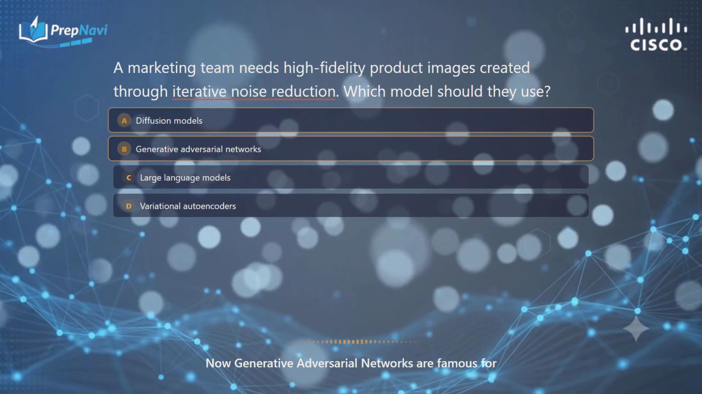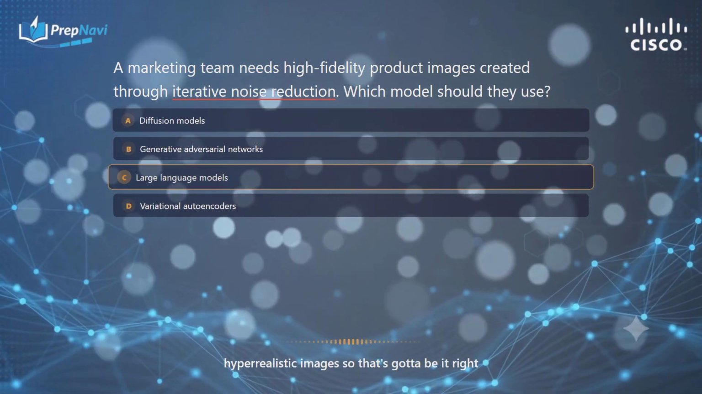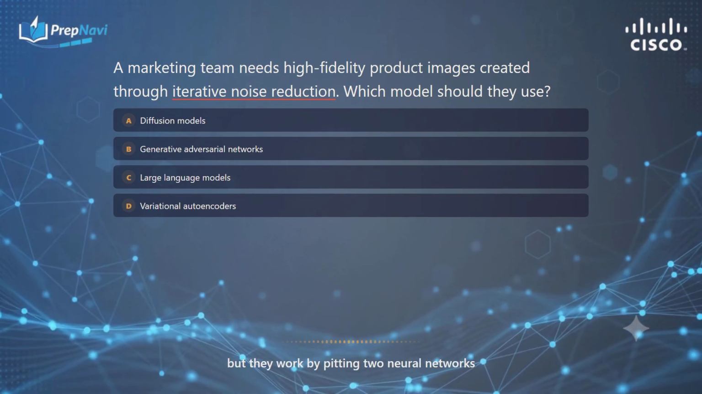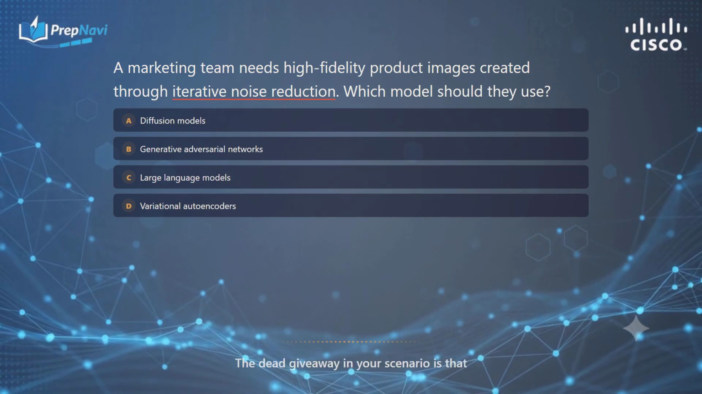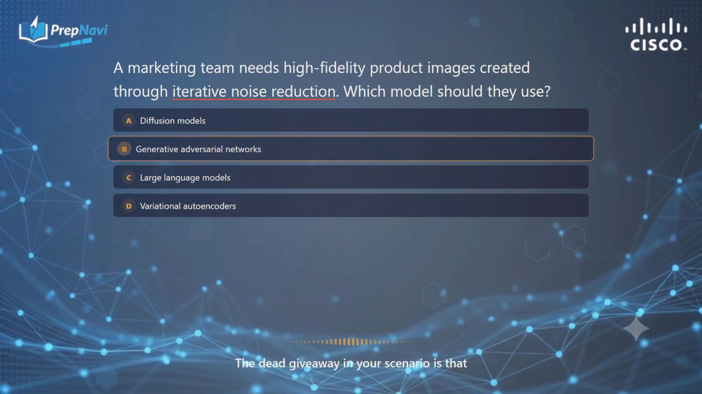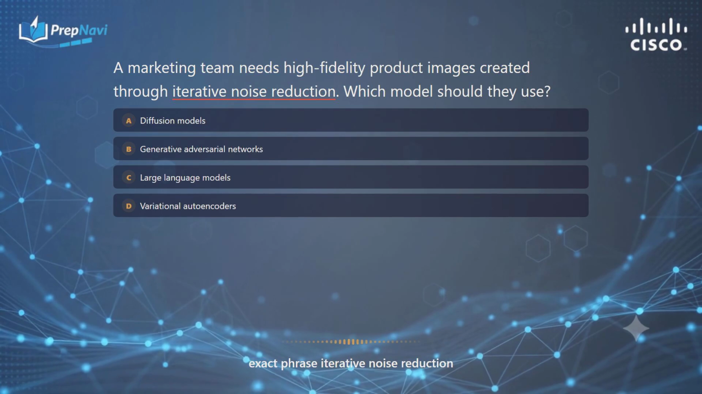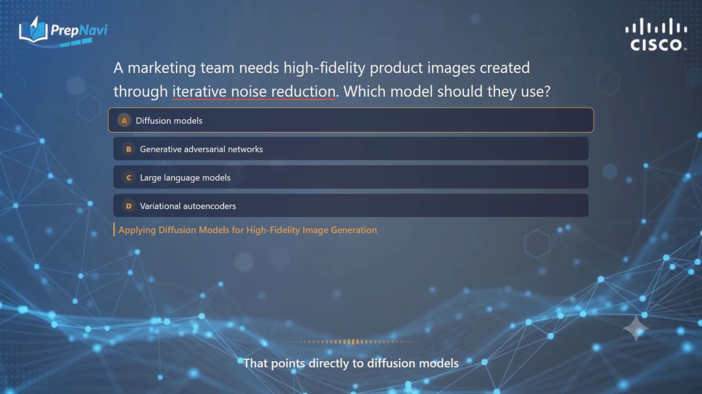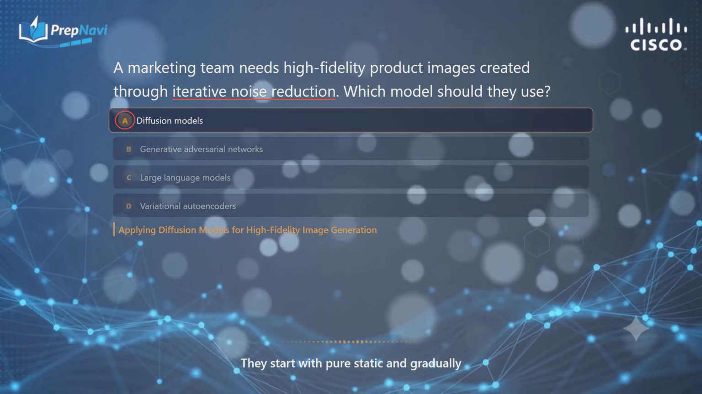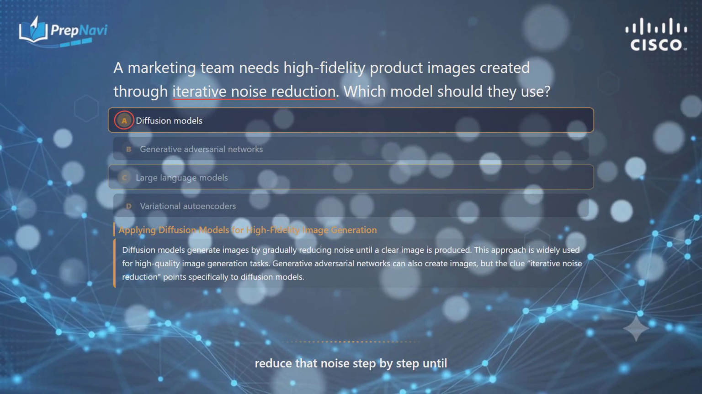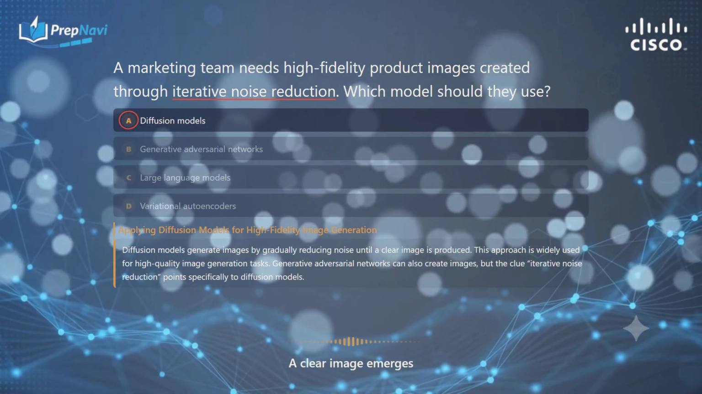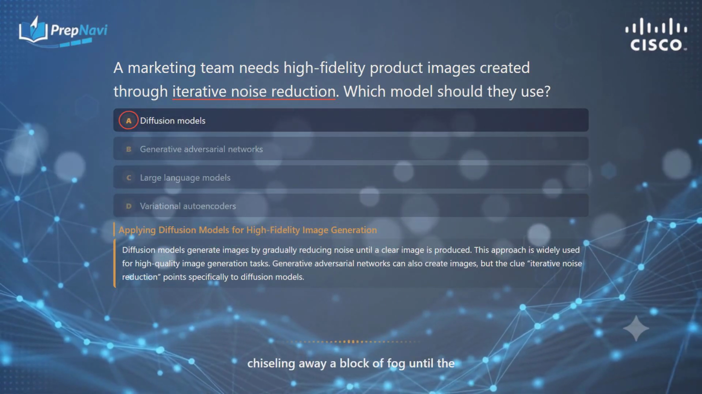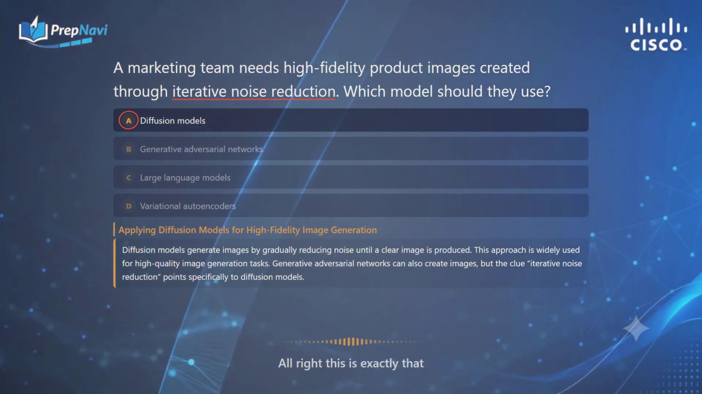Now, GANs are famous for hyper-realistic images, so that's got to be it, right? Well, GANs are incredible, but they work by pitting two neural networks against each other. The dead giveaway in your scenario is that exact phrase, iterative noise reduction. Ah, the static. Yes. That points directly to diffusion models. They start with pure static and gradually reduce that noise step by step until a clear image emerges. Oh, wow. It's literally like a sculptor chiseling away a block of fog until the product appears. I love that analogy. That's exactly like that.